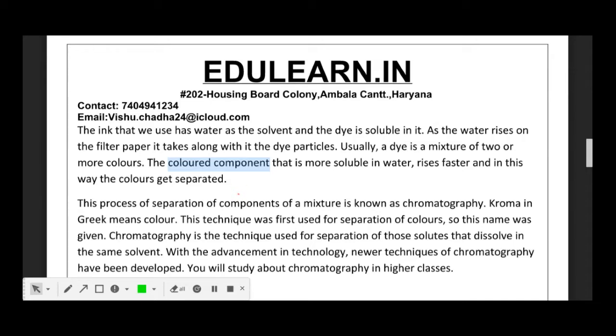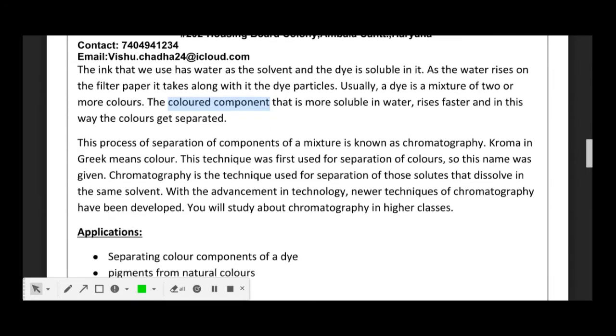जो कंपोनेंट जो कलर वाटर के अंदर ज्यादा सॉल्युबल होता है वो जल्दी ऊपर राइज करता है, और जो कम सॉल्युबल होता है वो धीरे धीरे राइज करता है. मतलब आपको डिफरेंट डिफरेंट कलर्स उसमें देखने को मिल सकते हैं. You can be able to see different colors in that. So the process of separation of components of a mixture is called chromatography.